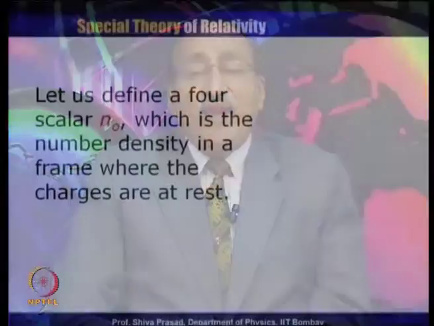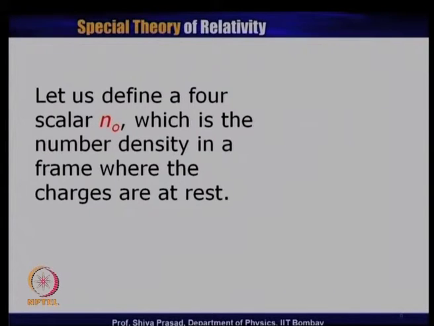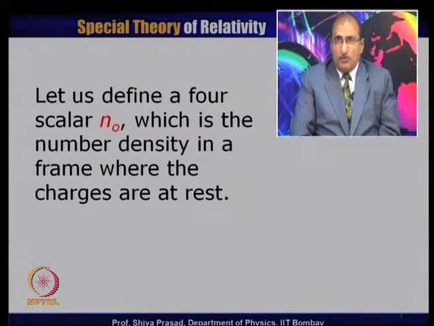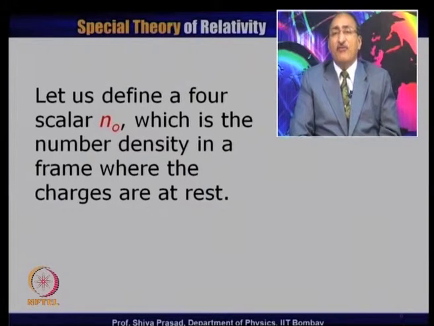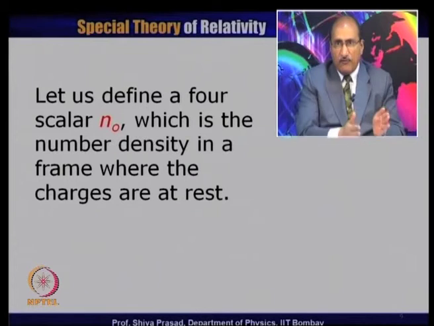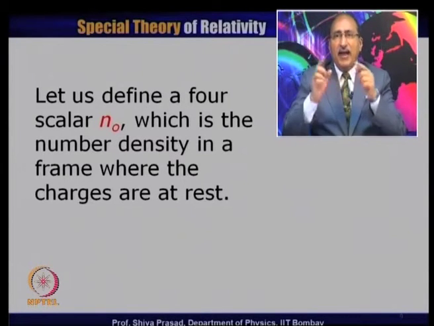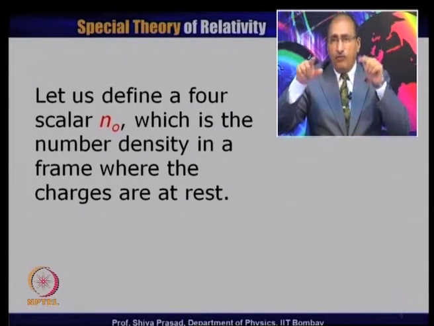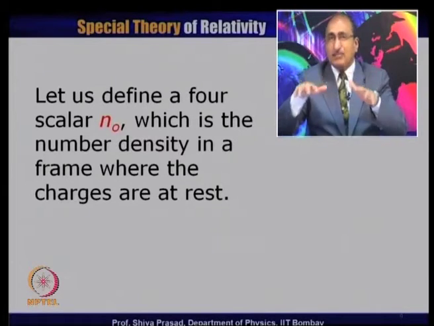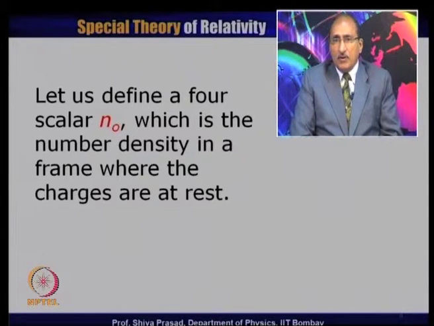Now, let us define a 4-scalar. We have introduced the concept of 4-scalar earlier. This is a quantity which does not change when we change our frame of reference. Like we have defined when we went from velocity to momentum, at that time we multiplied by a 4-scalar which we called the rest mass of the particle. Similarly, here we define a 4-scalar n naught, which does not change on frame of reference.